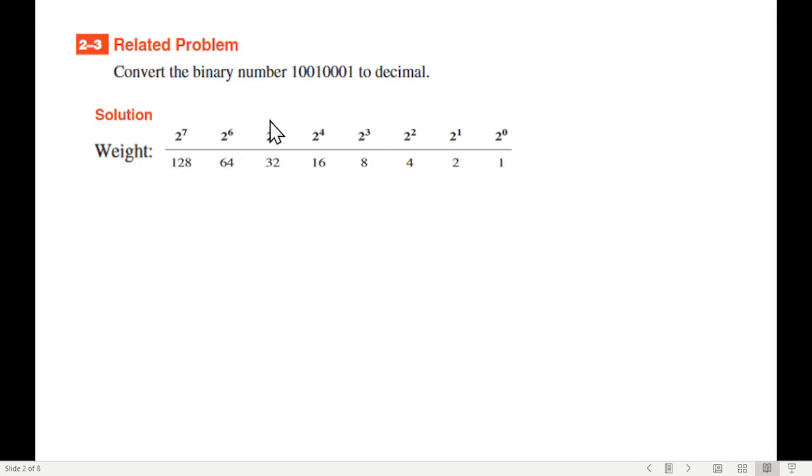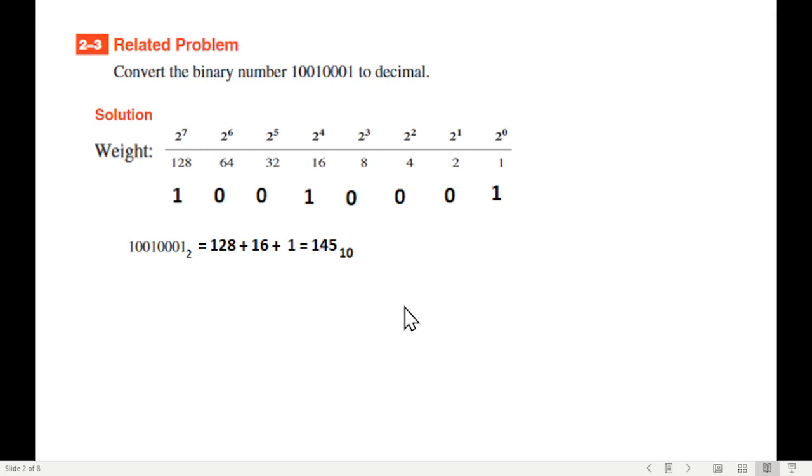Now we will align our given number with this. So this is the given number we are aligning like this. And now we will note down the values where it is 1. So our binary number base 2 has 1 at 128, so 128, plus 1 at 16, so plus 16, and 1 at 1, so 1. So the total number is 145 base 10. That means this is the decimal number.